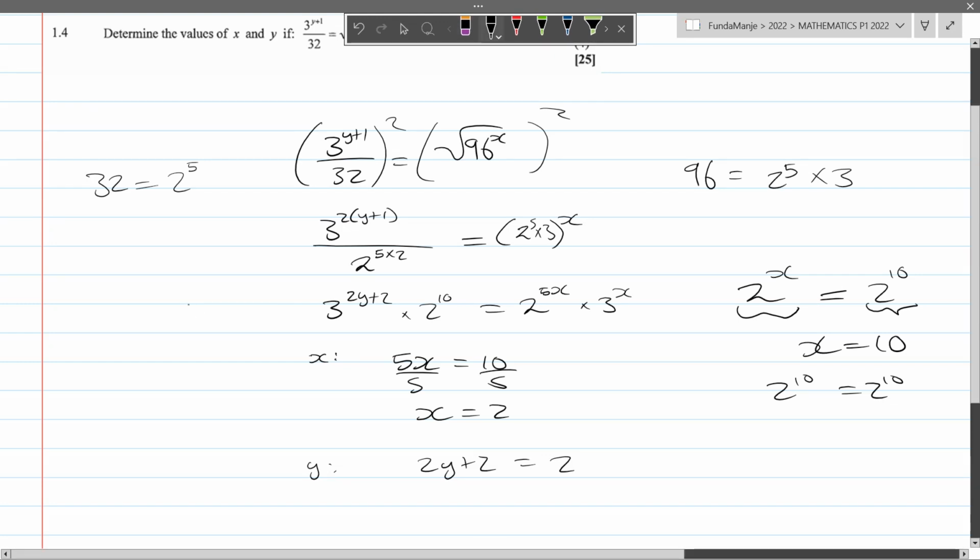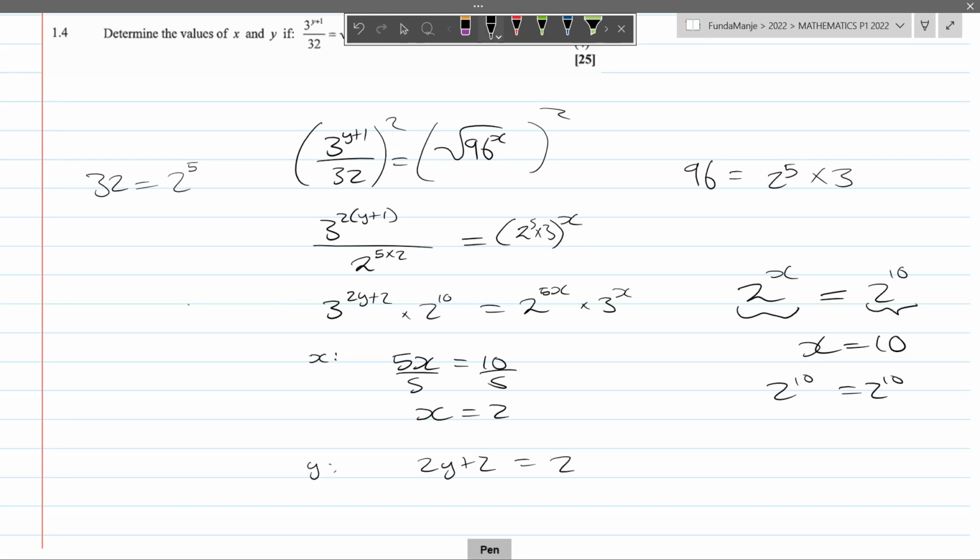And x was supposed to be minus, this is supposed to be minus 10, my bad. So please ensure that you fix this. 2 is to the power of minus 10. That makes 5x equal to minus 10. That makes x equal to minus 2.